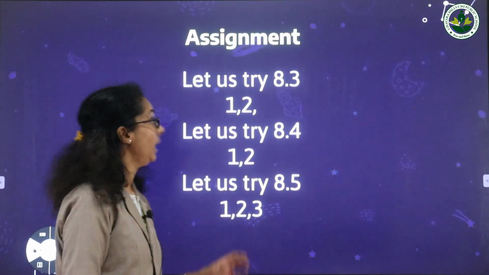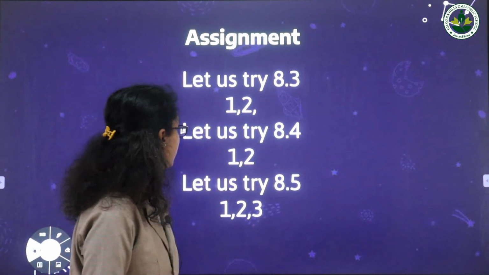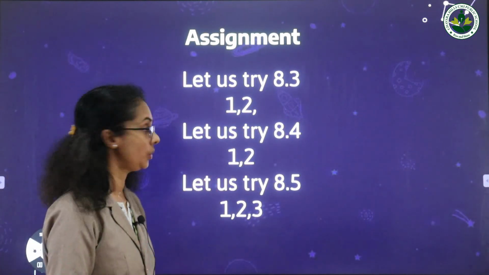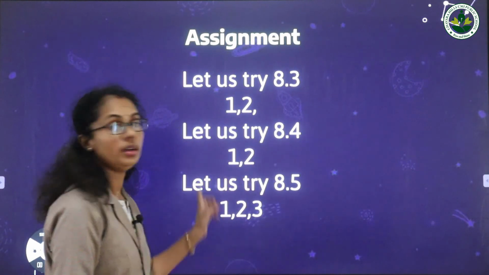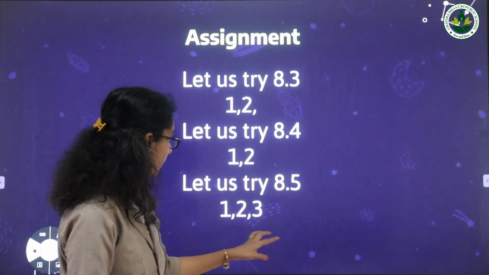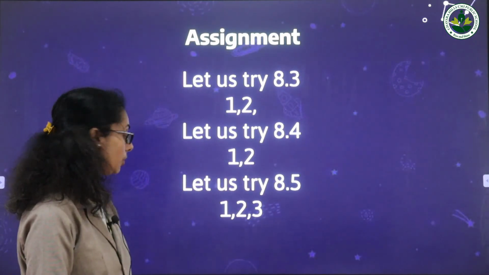Then the assignment: let us try 8.3 question numbers 1 and 2, then 8.4 question numbers 1 and 2, and 8.5 question numbers 1, 2 and 3.